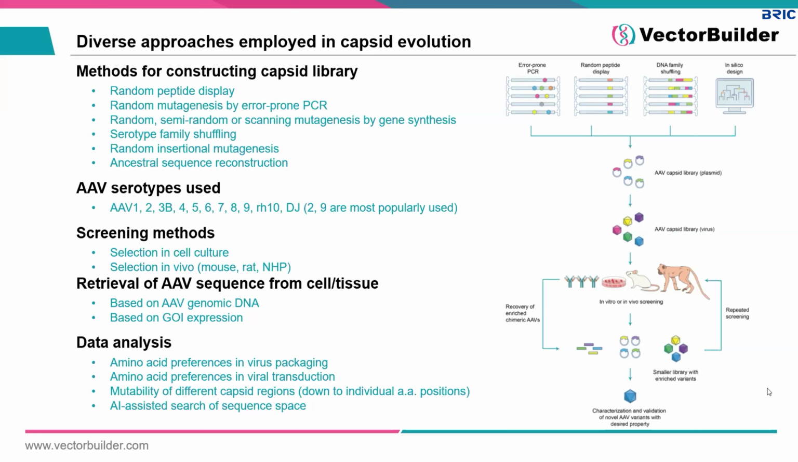We support library construction by diverse approaches, such as screening in multiple species, including mice and NHPs, followed by in-depth data analysis. To elaborate, I'm going to introduce several main approaches to generate an AAV capsid library, namely random peptide display, error-prone PCR, DNA family shuffling, and in silico design.